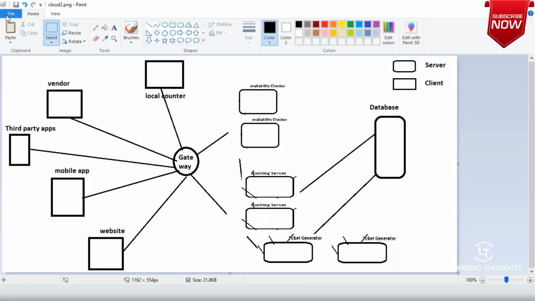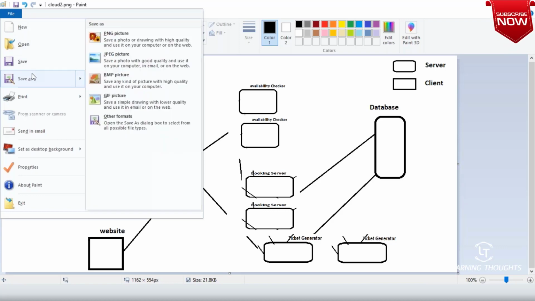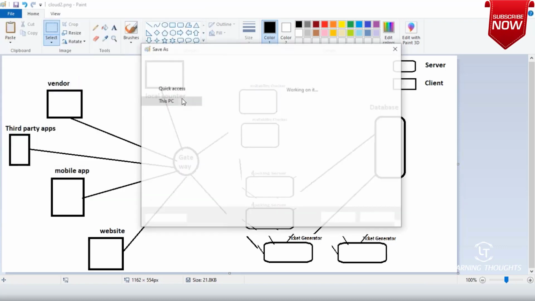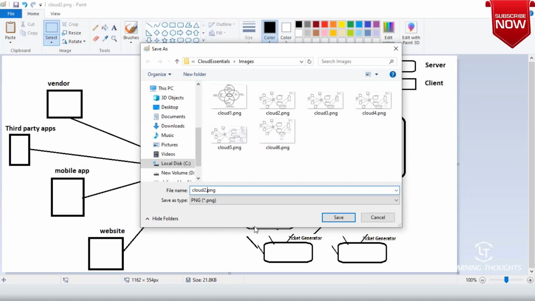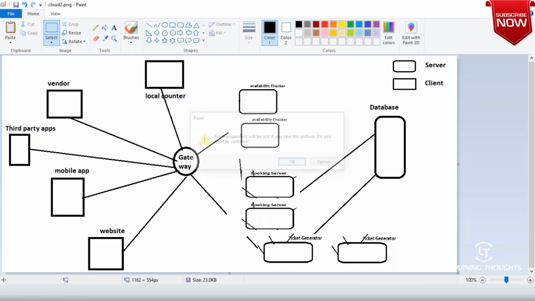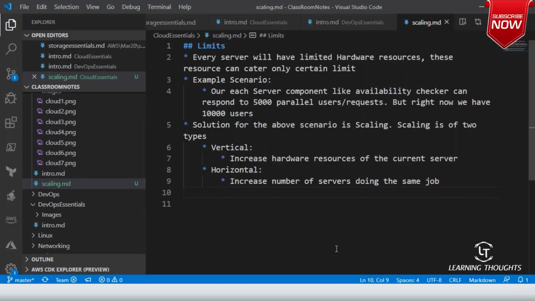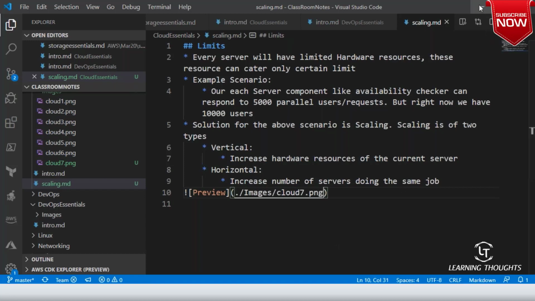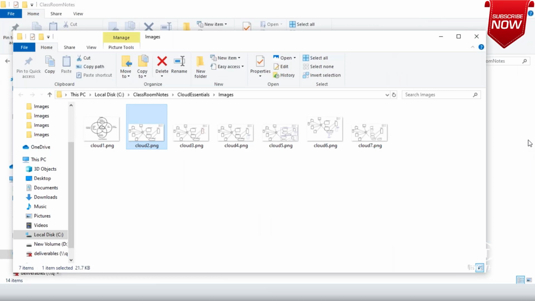Right. So let me save as PNG. Let me call it cloud 7.png. Preview dot slash images slash cloud 7.png.